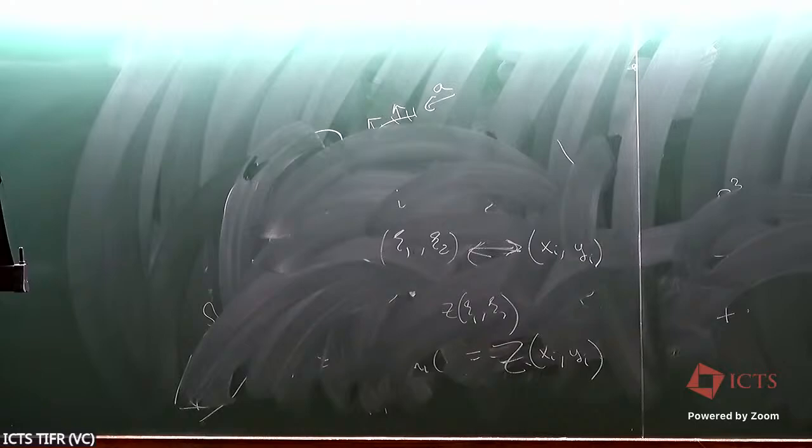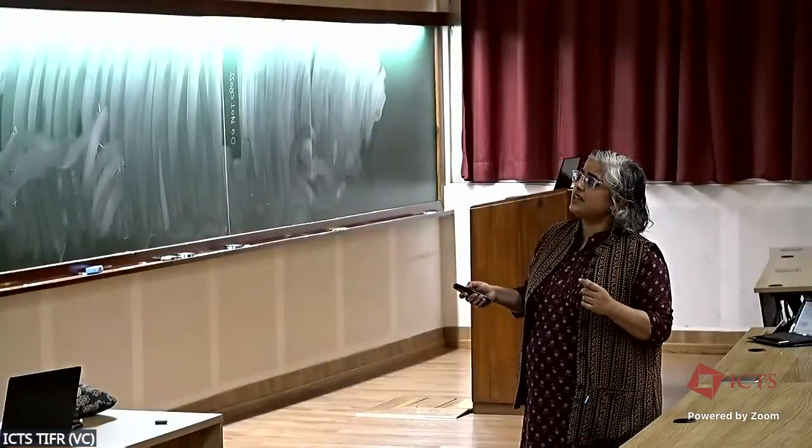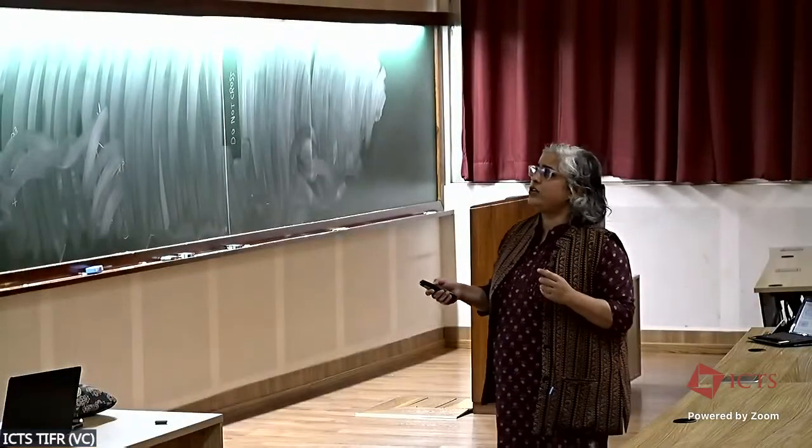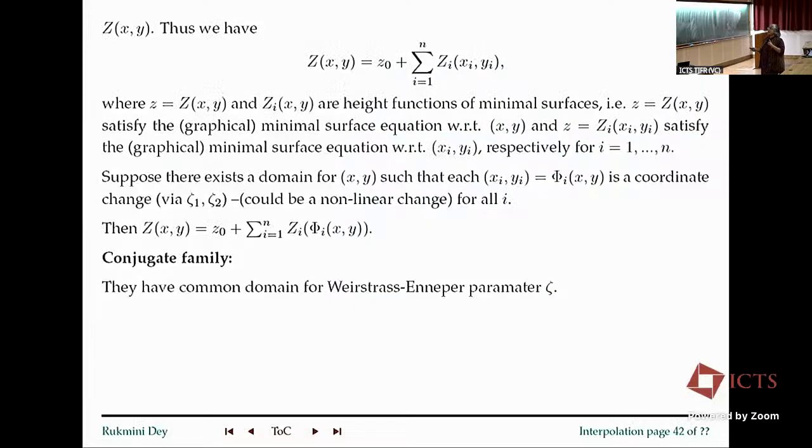But of course, these are not minimal surfaces as such with respect to xy. They don't satisfy the minimal surface equation. But if you did a transformation, phi i, which is something you know, could be very nonlinear, a highly complicated change, then you get the height function. So zi of xi. So zi of xi is minimal with respect to xi.